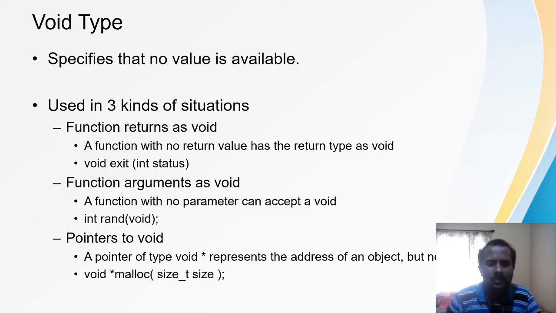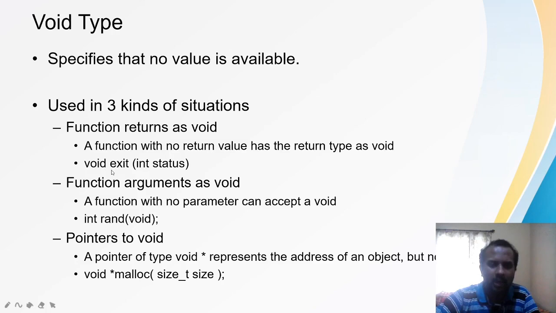The last type is void type. The void type specifies no value, or it specifies nothing. So when I have nothing, I am going to use void. It is used in 3 kinds of situations. First, when the function returns void. If you remember the previous class, we used the function void main. That means it is not going to return anything to the calling function. So a function with no return value has the return type void.